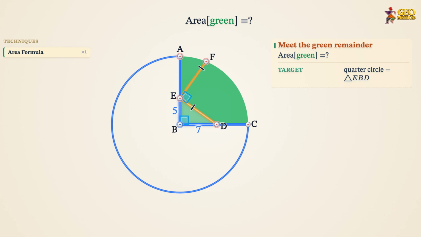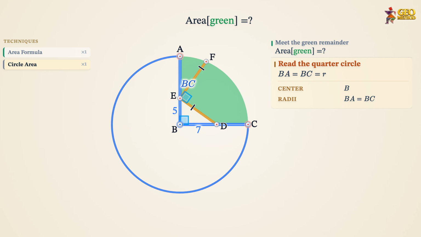Find the green remainder inside the quarter circle. The only unshaded piece is triangle EBD, so we will recover the radius and then subtract that triangle. The arc from A to C is a quarter circle centered at B. Therefore, segment BA and segment BC are perpendicular radii of the same unknown length r.